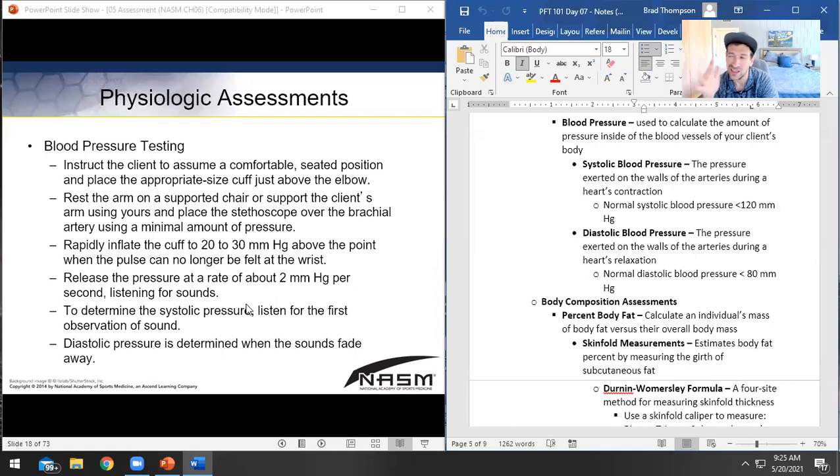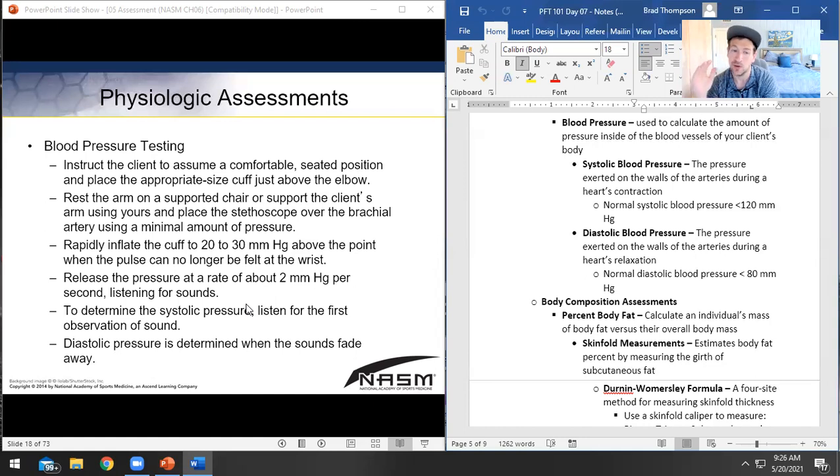You go about 20 to 30 millimeters, 20 to 30 units of pressure up above where you stopped hearing their pulse. Then you're going to use the little outtake valve, and you're just going to release that, and their pressure is going to slowly start to release. Don't release it too quickly. You need to be able to pay attention. And then what you're going to do is listen. As soon as you start to hear their pulse again, you're going to write that number down. That's going to be their systolic blood pressure.